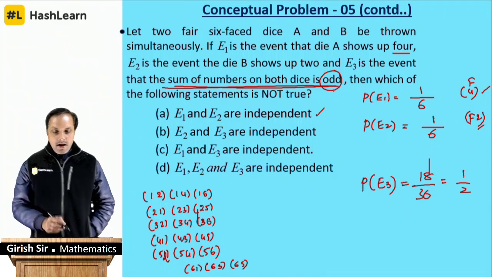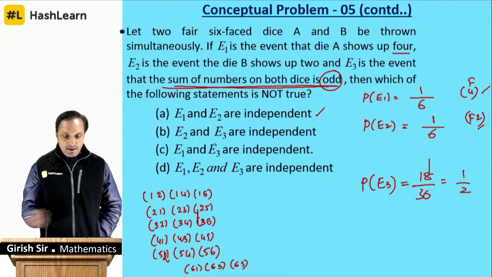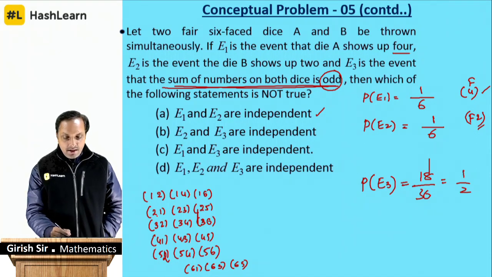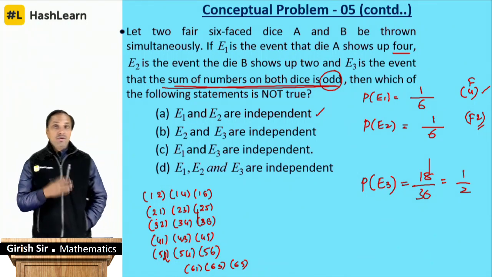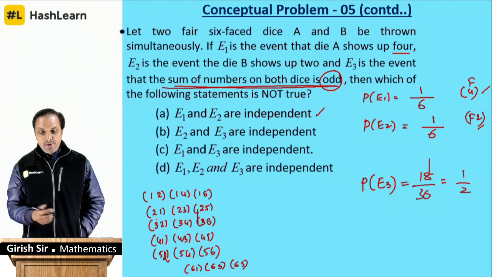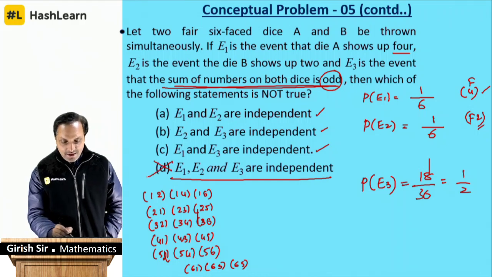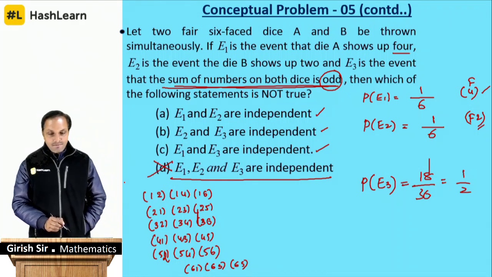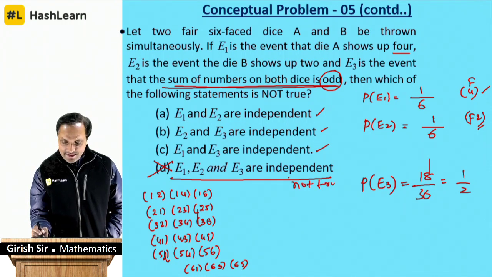Okay. And E2 and E3 are independent. Yeah, absolutely. The reason is very simple. You know that here 2 is there and the 1 is not the 4. It should give you an odd number. This is also independent. This is also independent. This is the one you should select. Not true. This is the one which is not true, which is very simple.